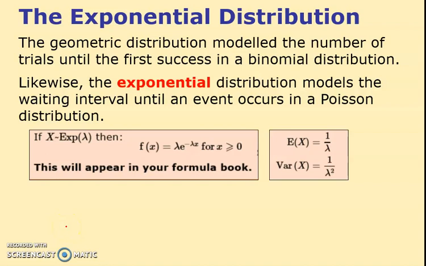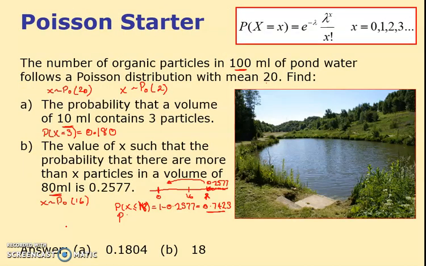So the geometric distribution then is where you look at the binomial distribution. You keep doing it until eventually you get success. So the idea of the exponential distribution is meant to be analogous to it. It's meant to be the case that you keep waiting. Likewise, the exponential distribution, it says, models the waiting interval until an event occurs in the Poisson distribution. So if you take that example, how long will it be until I get a certain event occurring? How much water will I need? I suppose how long, if I'm searching for something, how long would I have to walk before it happens, and so on.